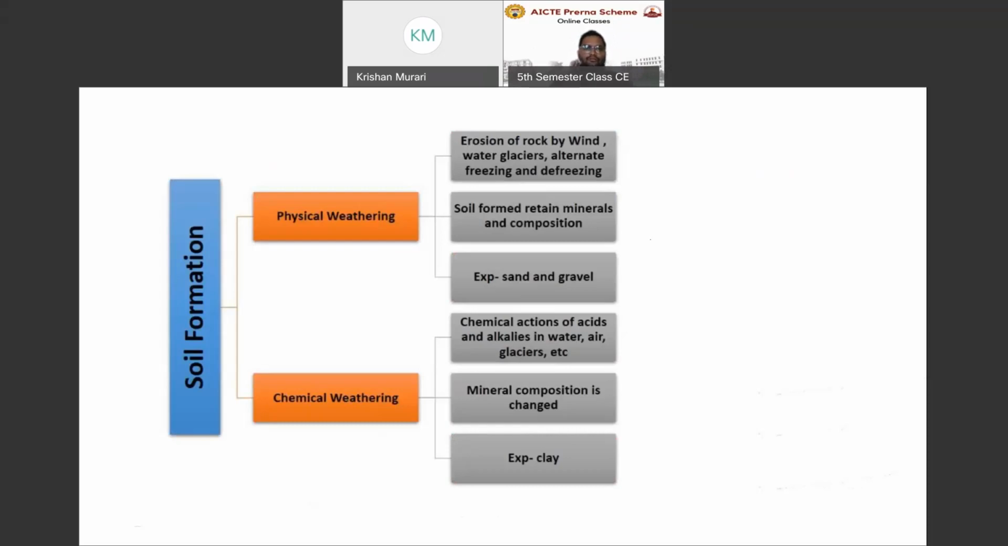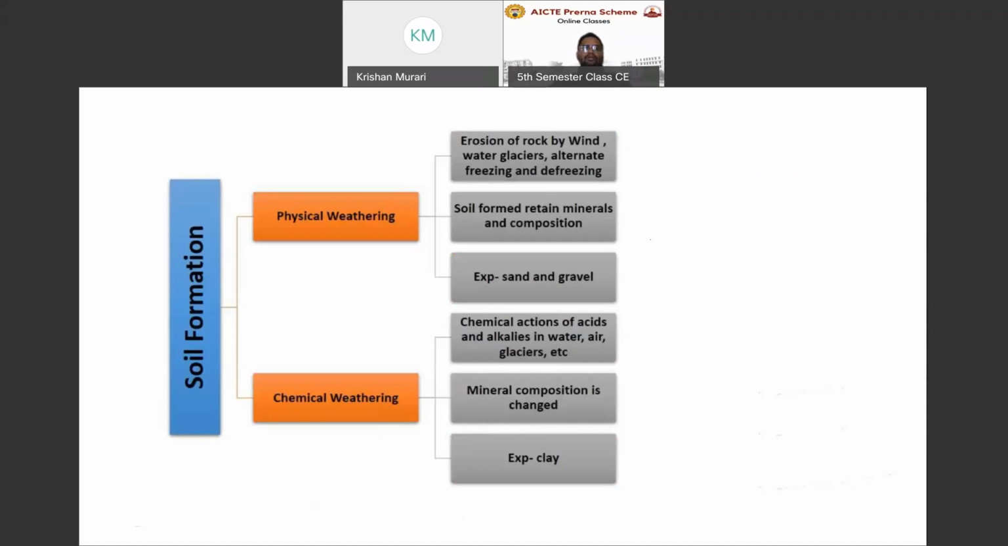The soil found by physical weathering has properties the same as the parent rock, retaining its mineral composition. The parent rock and the newly transported soil have the same properties. For example, sand and gravel, all the coarser soils, are formed by physical weathering.